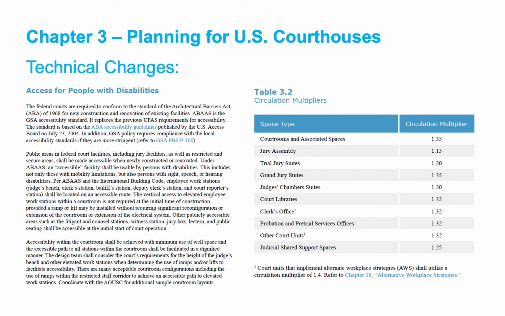Circulation multipliers were increased for the following court units: courtrooms and associated spaces, grand jury suites, probation and pretrial services offices, and other court units. Please note, if a court unit chooses to implement alternative workplace strategies, they will need to use a higher circulation multiplier, as indicated in the footnote of Table 3.2.